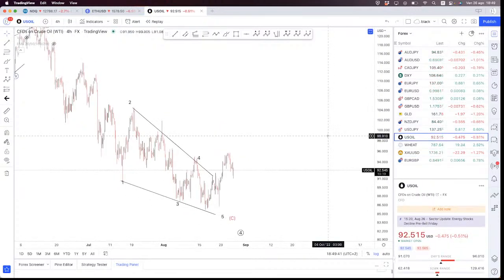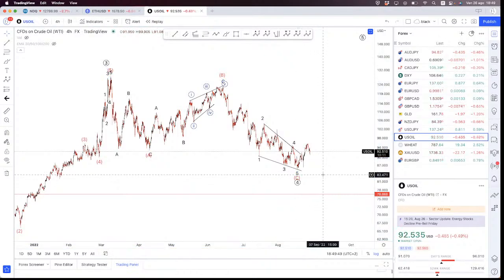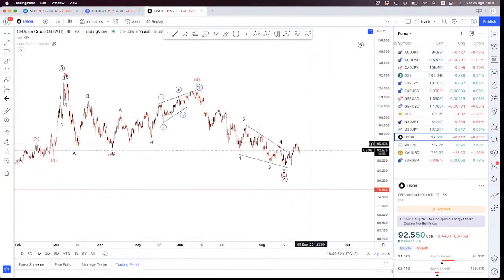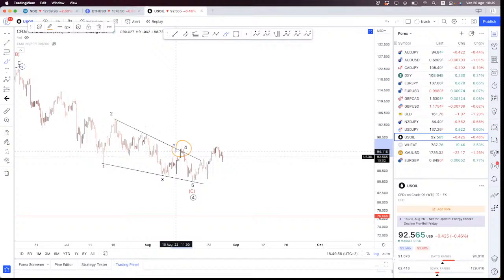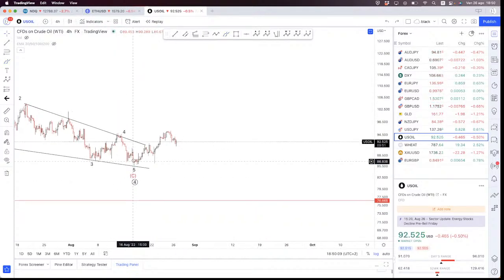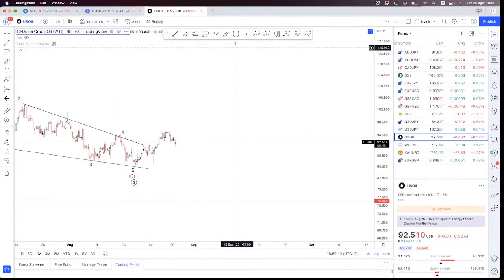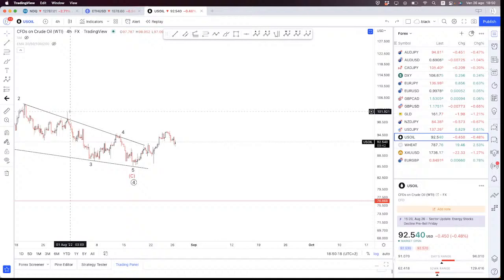Oil, I was tracking the possibility of this ending diagonal here. Could we have a bottom in place? Maybe. What we did here, again, we broke this high, but it's a bit hard to count 5 here, to be completely honest. Because yes, this is one move up, but it doesn't look like 5. I can see it already without even going lower on the time frames.